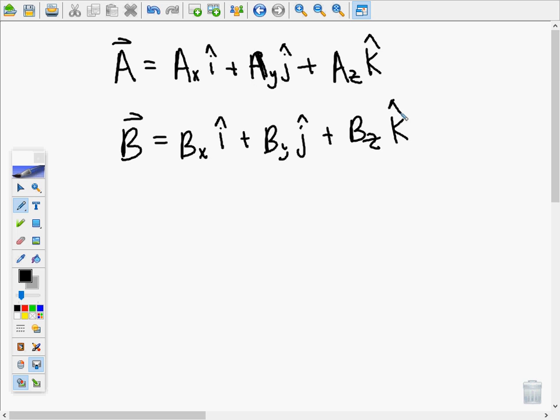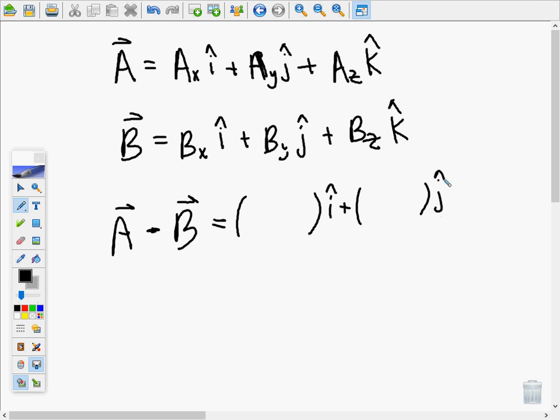If I had to subtract vector A minus vector B, I could easily use unit vectors to express that subtraction. It's going to be some expression times i plus a different expression times j plus a different expression times k. So fill in those expressions. I'll come around, give you thumbs up, thumbs down.